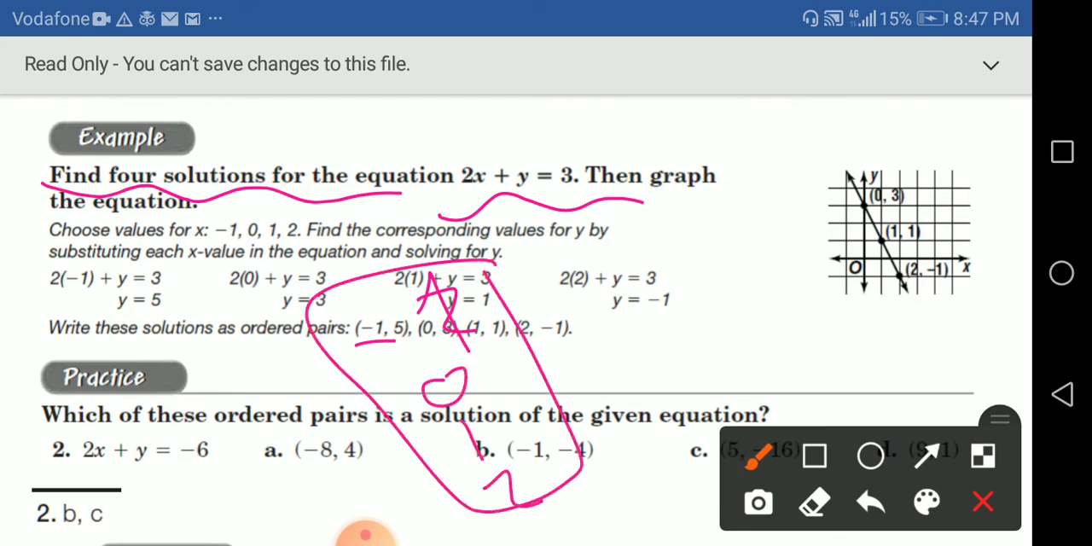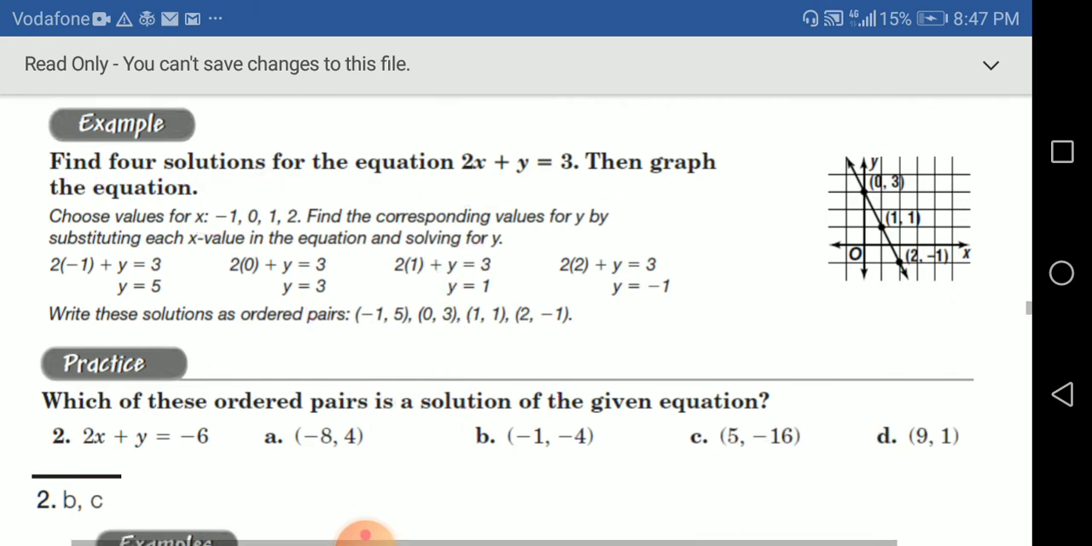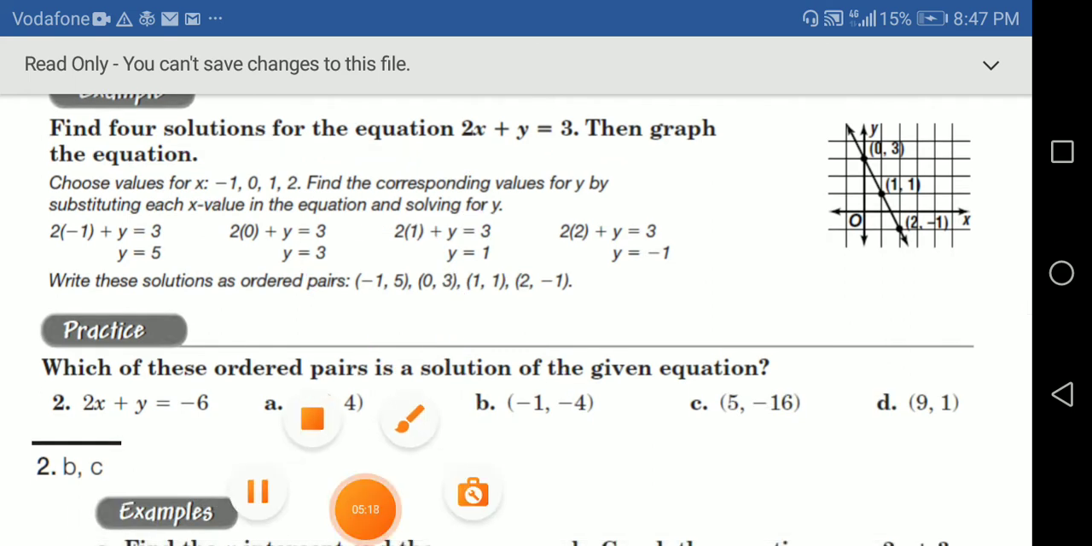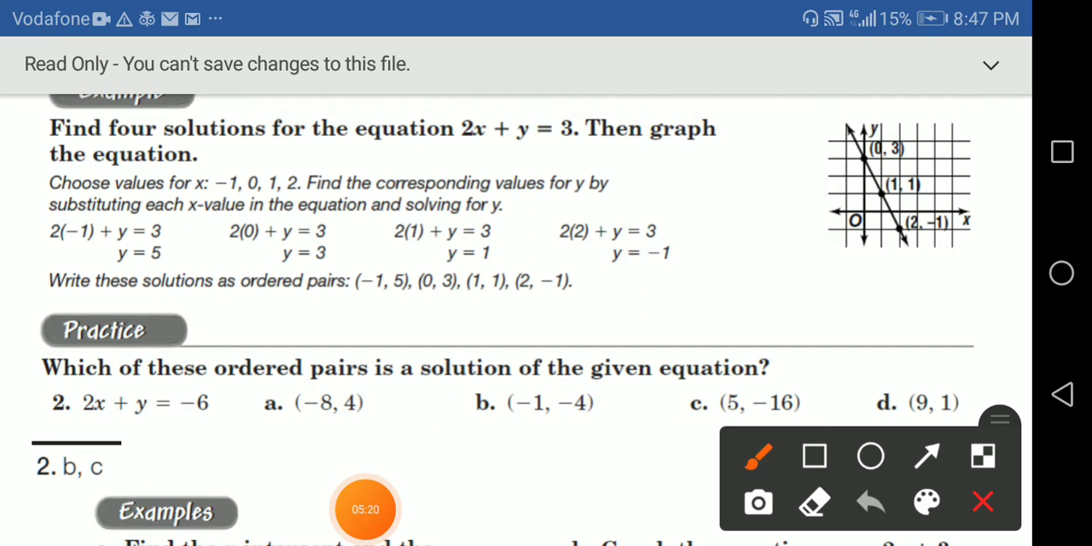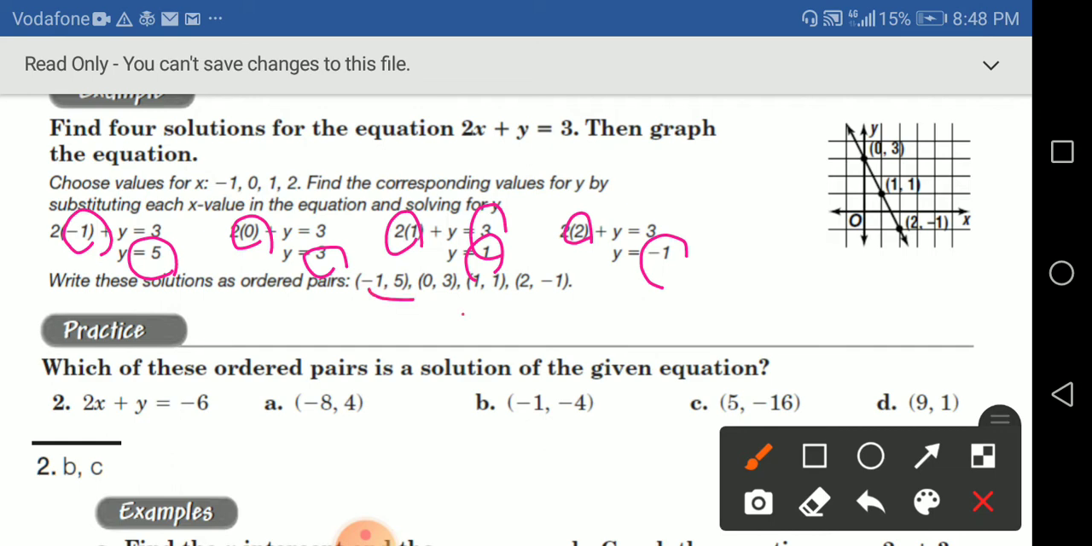4 solutions, substituting on x and getting the value of y, and I'm going to write them. I have here x equal -1, y equal 5; 0 for x, y 3; 1 for x, 1 for y; and 2 for x, -1 for y. And I will write the pairs and I will graph them.